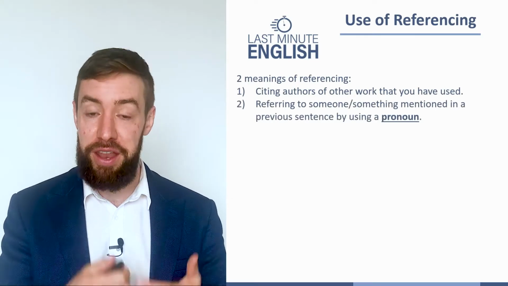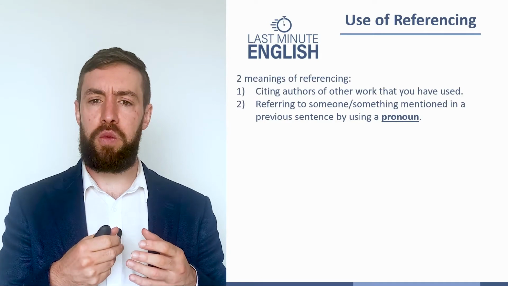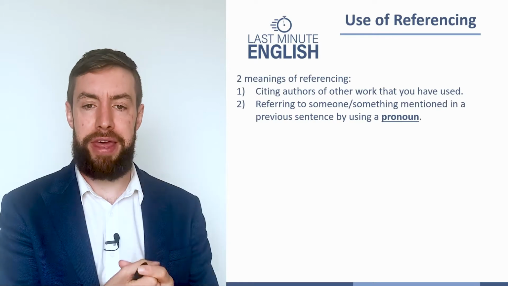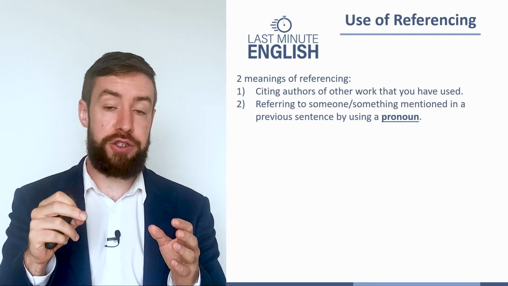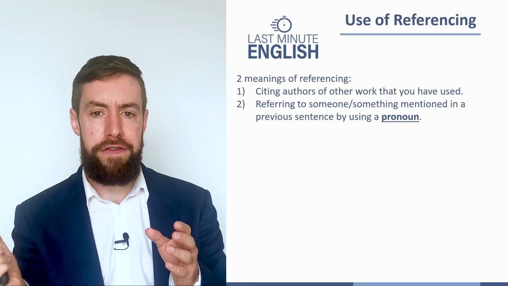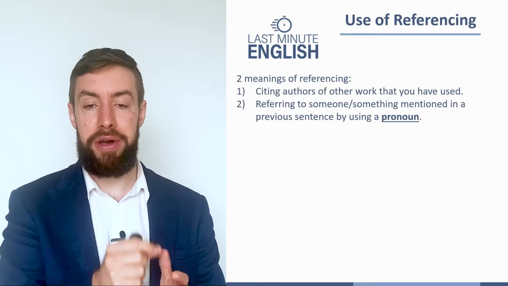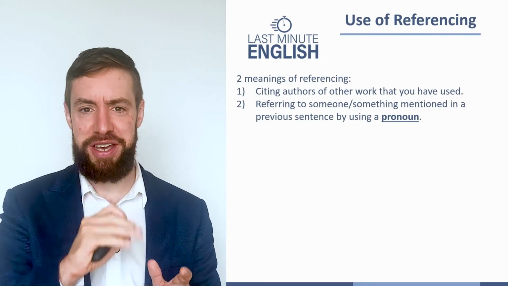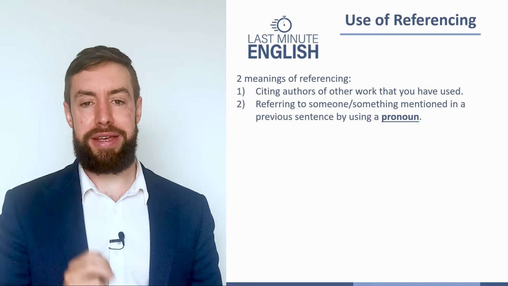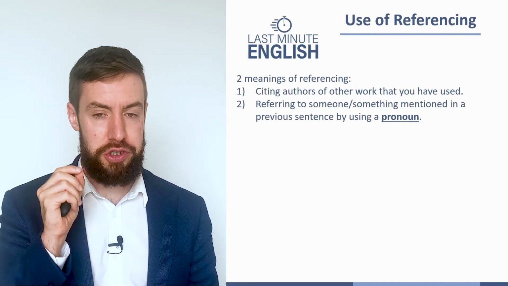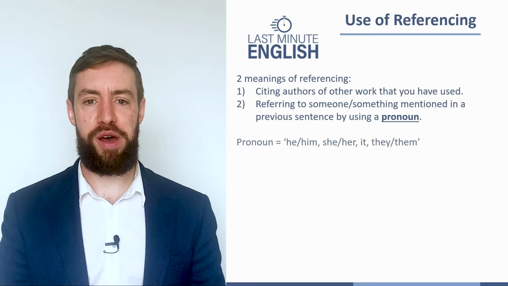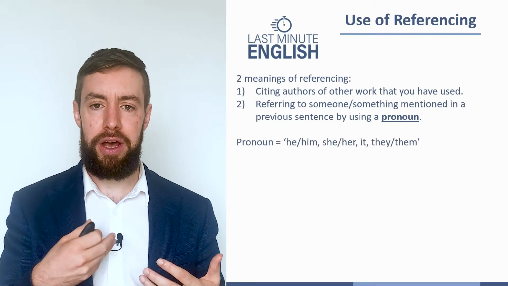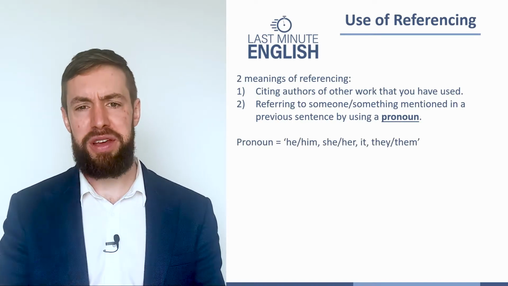We're interested in another kind of referencing, which is when in your first sentence you talk about someone or something, and then in the next sentence or the next sentence you refer back to the person in that first sentence. And if that's not clear, don't worry, we'll see an example in a minute. But the key is that we're using pronouns to refer back. So what are pronouns? Pronouns are things like he and him and her, she, they, them, words like that.